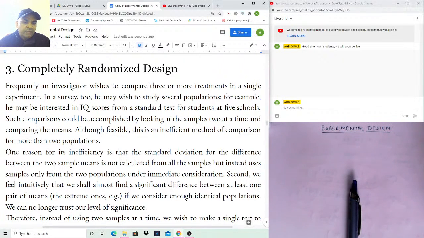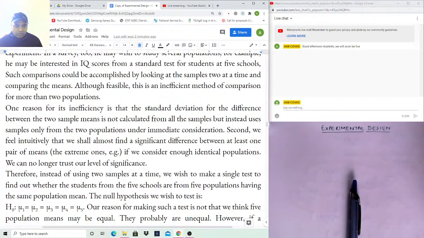In a survey too, he may wish to study several populations. For example, he may be interested in IQ scores from a standard test for students at 5 schools. Such comparisons could be accomplished by looking at the samples two at a time and comparing the means. Although feasible, there is a more efficient method of comparison for more than two populations. And what is that? That is ANOVA, right?